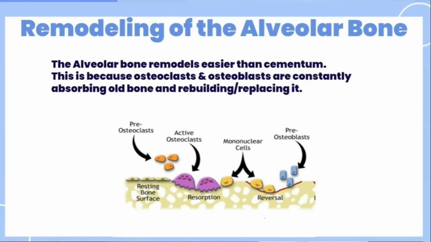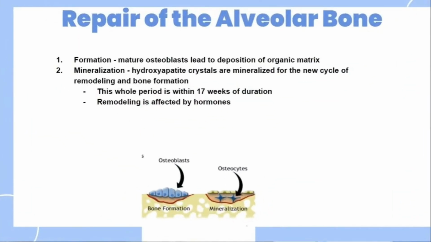So the beginning stage is activation, which is cells from the blood form mature osteoclasts, and the active osteoclasts then break down the bone. Mononuclear cells pick up the cells and then transfer it into the reversal stage. Then macrophages pack the leftover extracellular matrix. And after that, pre-osteoblasts are formed, which leads to the fourth phase, which is formation, where mature osteoblasts lead to deposition of organic matrix.